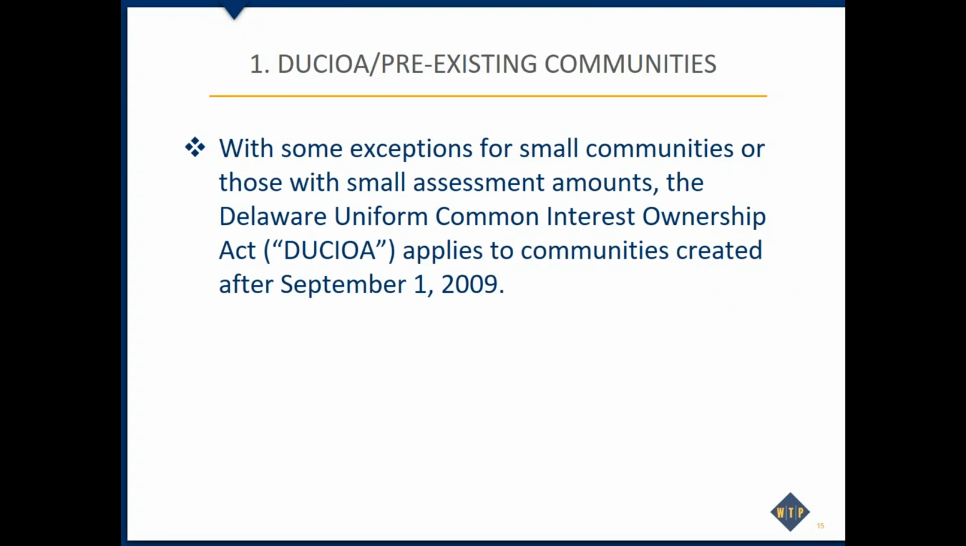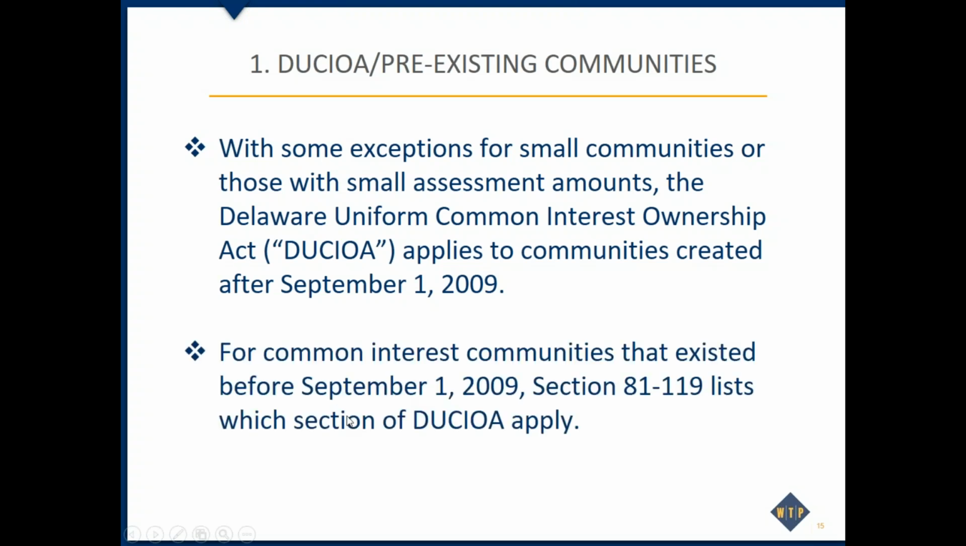So in Delaware, this statute was adopted effective September of 2009. And with some exceptions for small existence, it applies to all communities on a go-forward basis. So if you were born as a community after September 1st of 2009, the entire statute applies to you. If you were born prior to that time, there are a couple sections listed in Section 119 that apply to you. So not the whole statute, only some things.